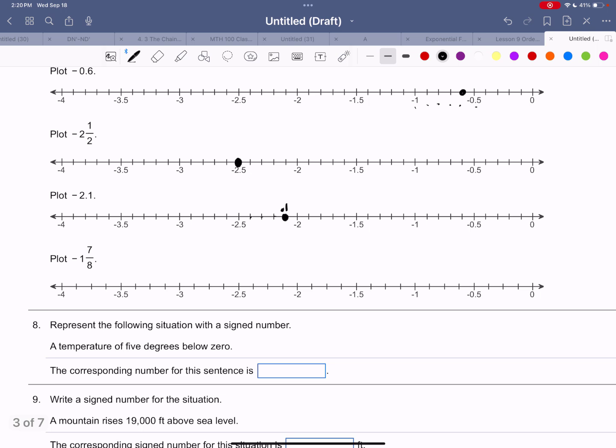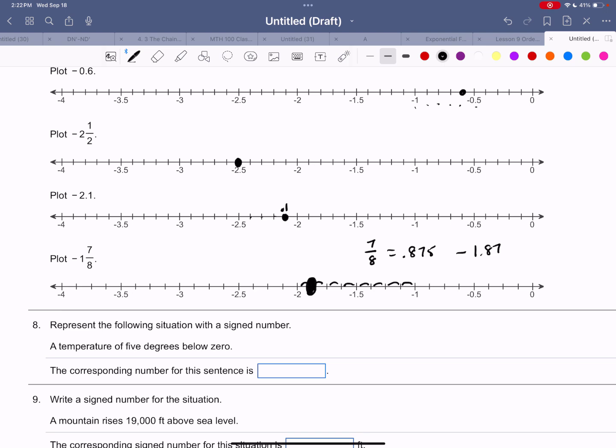And negative 1 and 7/8. Let's think about that a little bit more. 7/8. So, okay, here's how we can think about it. Let's see, that's 1, 2, 3, 4, 5, 6, 7, 8. Okay, it's already divided in 8 parts, so it's this one right here.